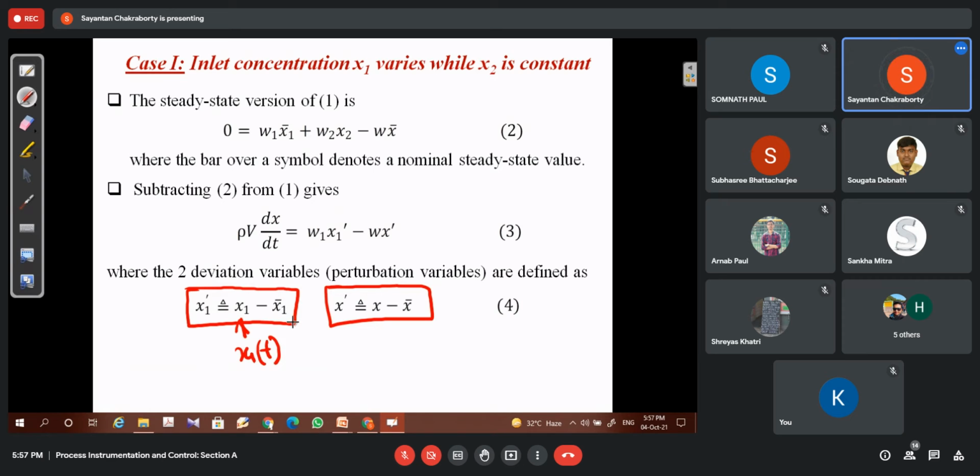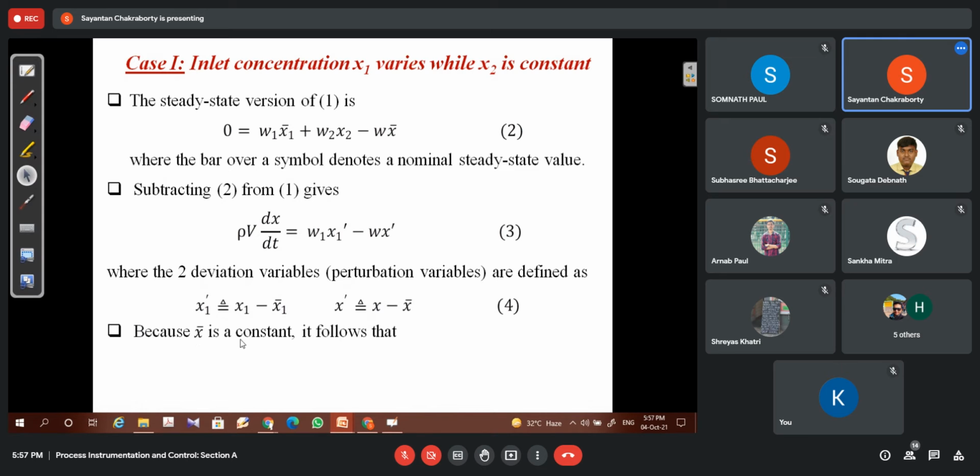If you perturb this x1 by the value x1 prime, which is the difference between the current value of x1 and the nominal value, then the corresponding output variable will change to x(t) from the constant nominal value of x bar. This variation is called x prime. So these are called the perturbation variables or deviation variables, right? With respect to the nominal steady state value following a deviation in either of the variables. Here we are changing x1 and obtaining the corresponding variation in x.